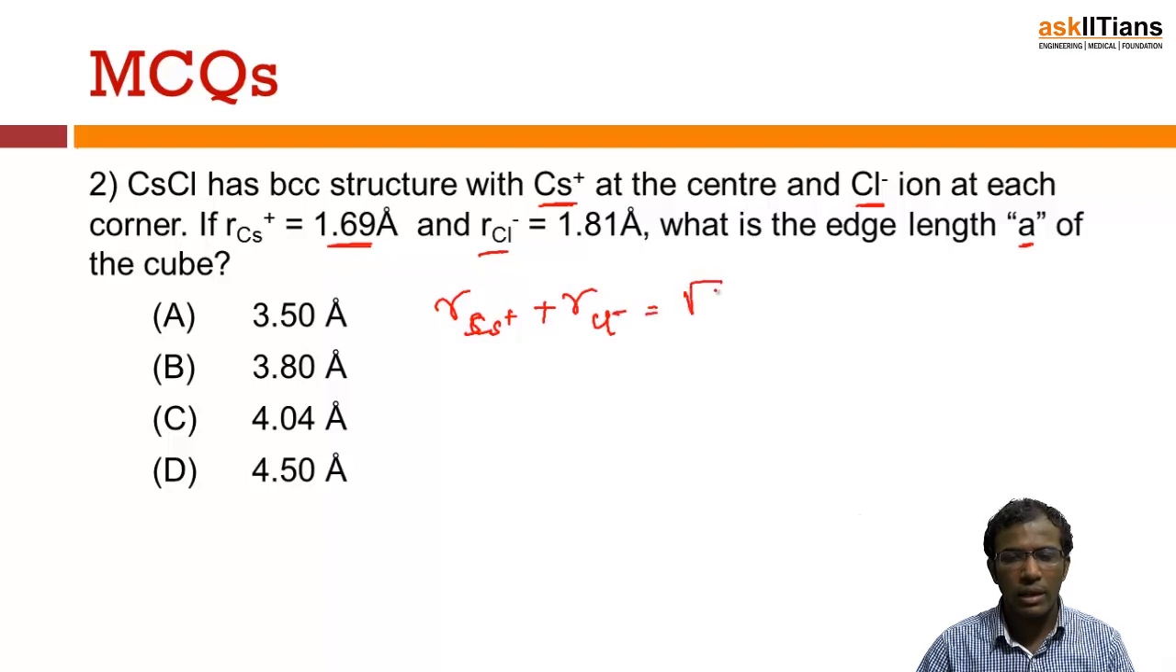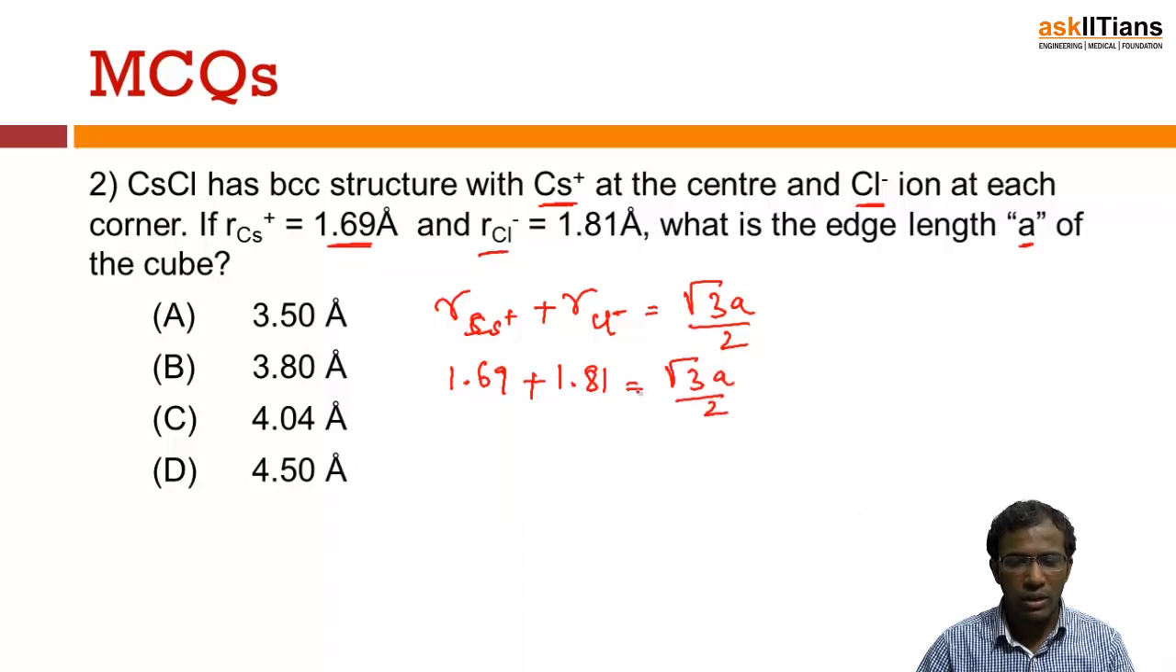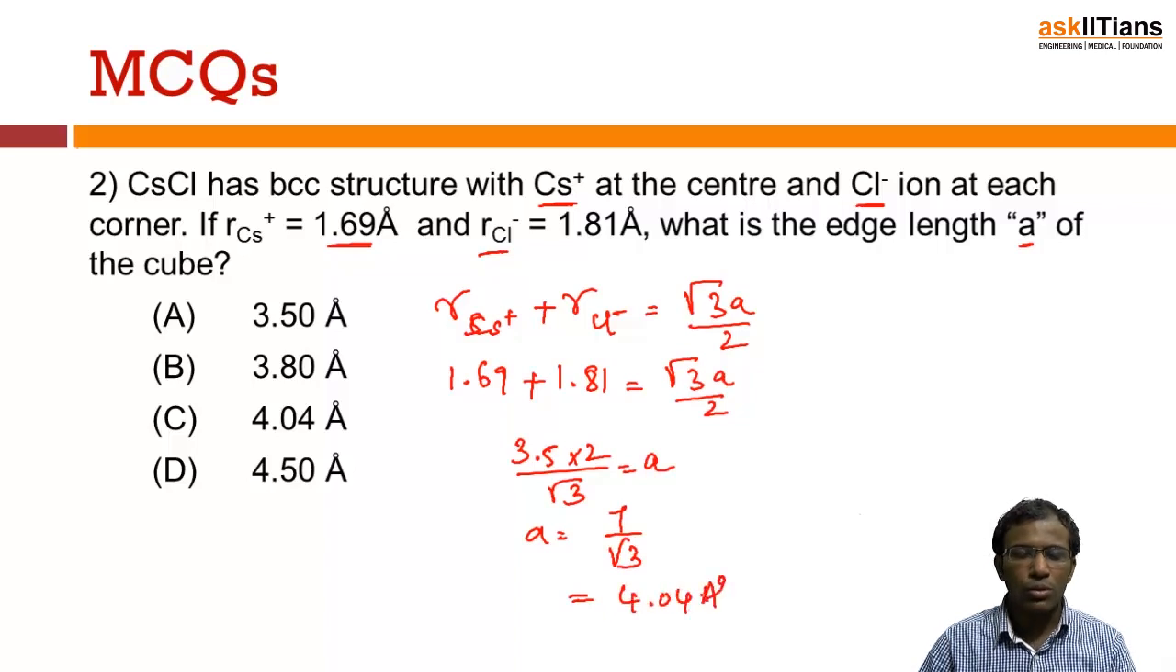It is √3a/2. So this is given: 1.69 plus 1.81 is equal to √3a/2. Here we need to find a, so you can easily find it. That is 3.5 into 2 divided by root 3, which will be our edge length. So a is equal to 7 by root 3. This value comes to around 4.04 angstrom. So the answer is C, 4.04 angstrom, which is the edge length of the cube.